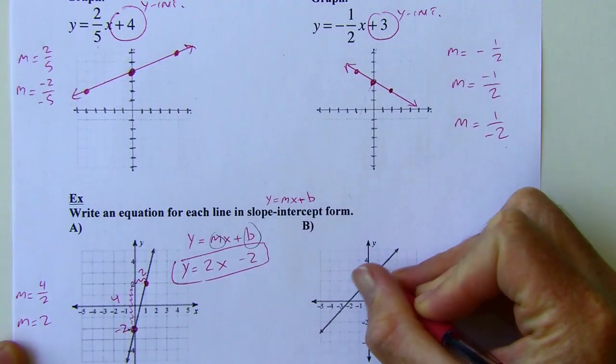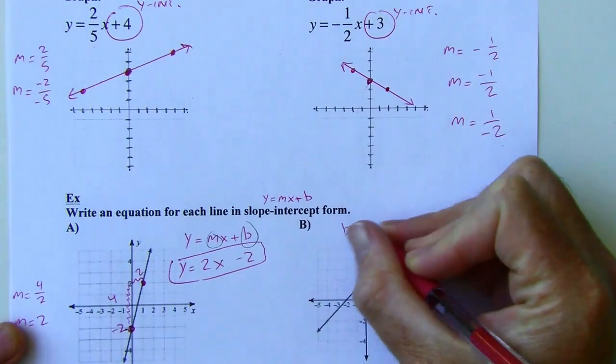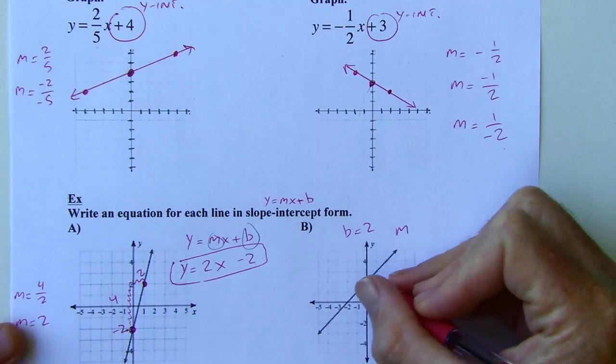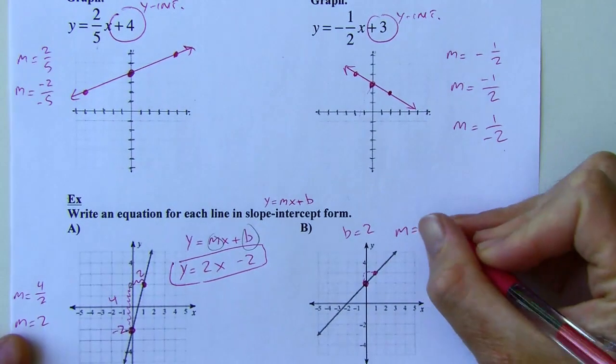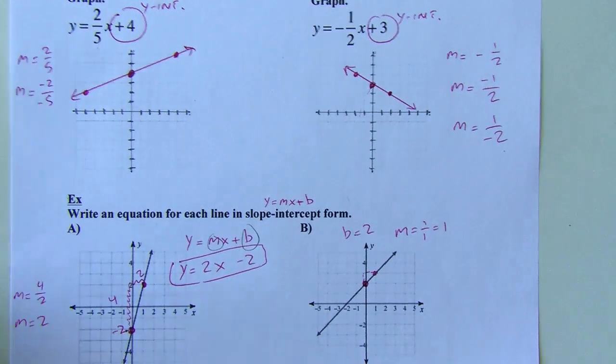So hey, there's my y-intercept. So b is going to equal 2, right? And then let's figure out what the m is. So I just go up 1 to the right 1. Then I got another point. So my slope is 1.